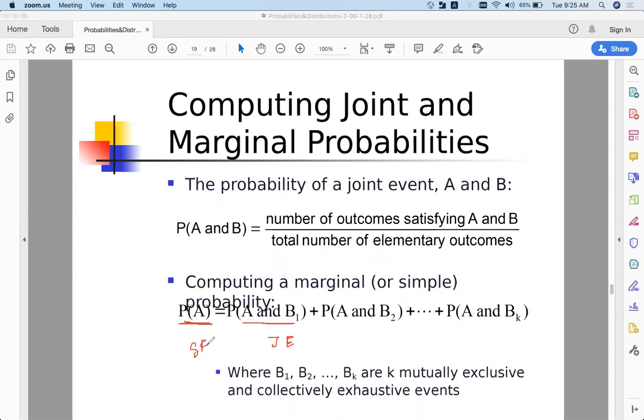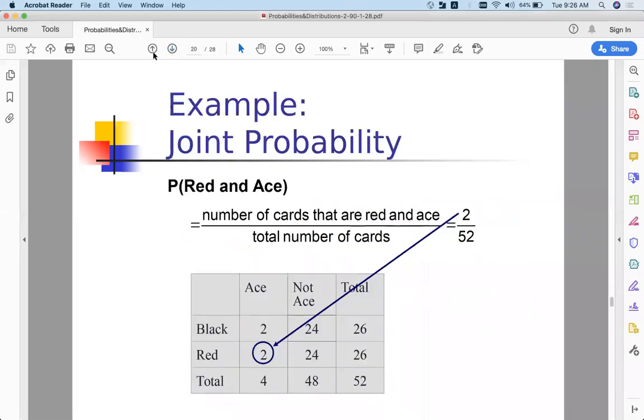They are just trying to break it down into a collection of joint event probabilities. That is only possible when you have B1, B2, like that up to BK, K mutually exclusive and collectively exhaustive events. Then only you can break it down. That's the thing you have to remember. You can rewrite a simple event as a summation of a collection of joint events. We'll see an example. You guys will understand. One more example is there on this.